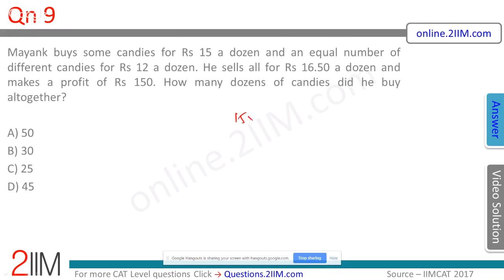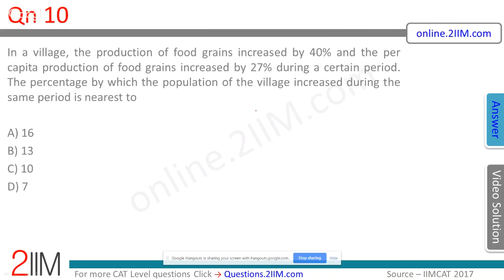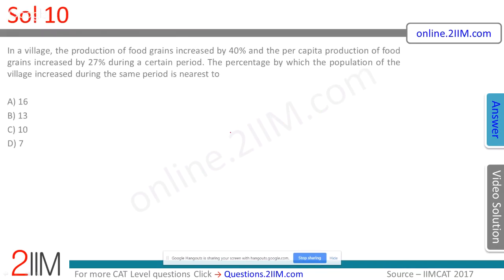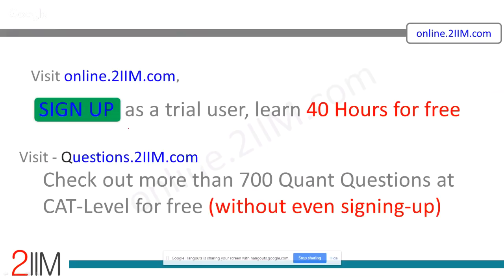So 15 into n plus 12 into n, 16.5 into 2n. This plus 150, 27, 33, 6n is 150, n is 25, he buys 50 dozens. It's also fine. 50%, 1.27 into 1.1 is 1.4, 10%, that is fine. Of course, you should sign up as a trial user and try out these questions. So 700 questions are absolutely fabulous.